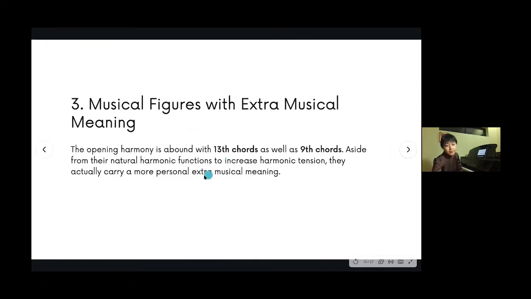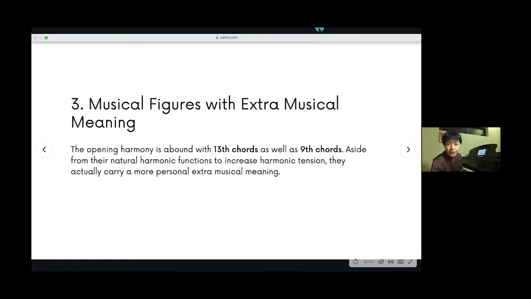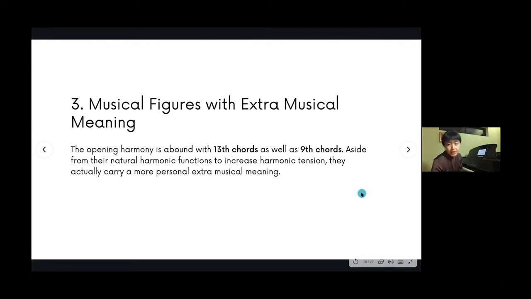And next, we see musical figures with extra-musical meaning. I really want to point this out because I think it's important. In the opening harmony, we are going to see lots of 13th chords as well as 9th chords. When you look at the 13th chords, I will show you the score. This is the 13th chord, and then there's also a 9th chord at the end.